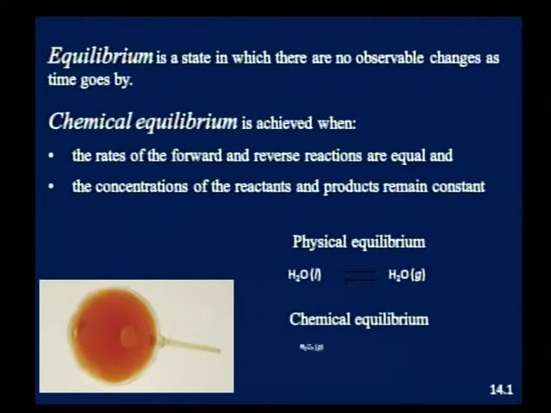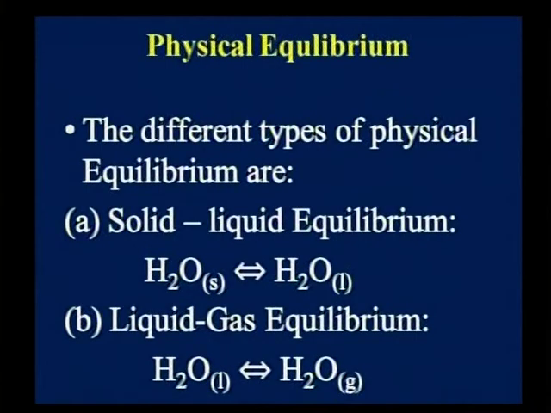For chemical equilibrium, we have taken the example of dinitrogen tetraoxide. Firstly, it is in the gaseous phase. After that it forms nitrogen oxide, and the oxygen gets dissolved into the air. And different types of physical equilibrium we have discussed.